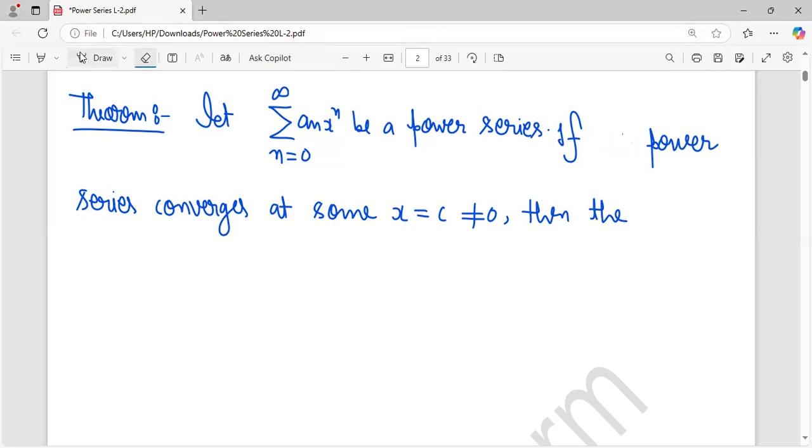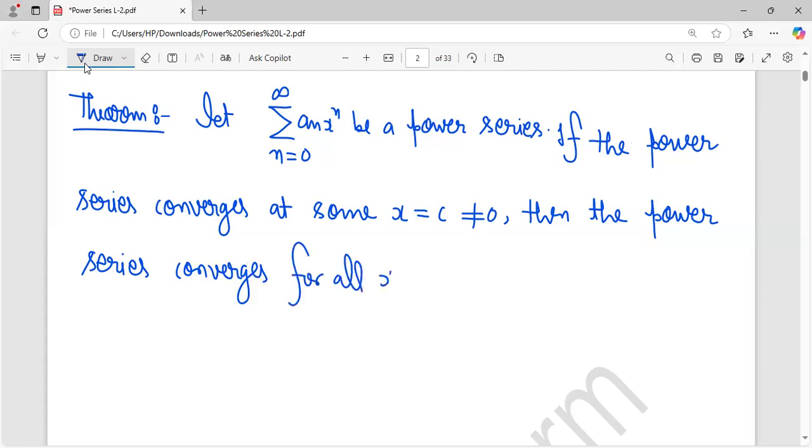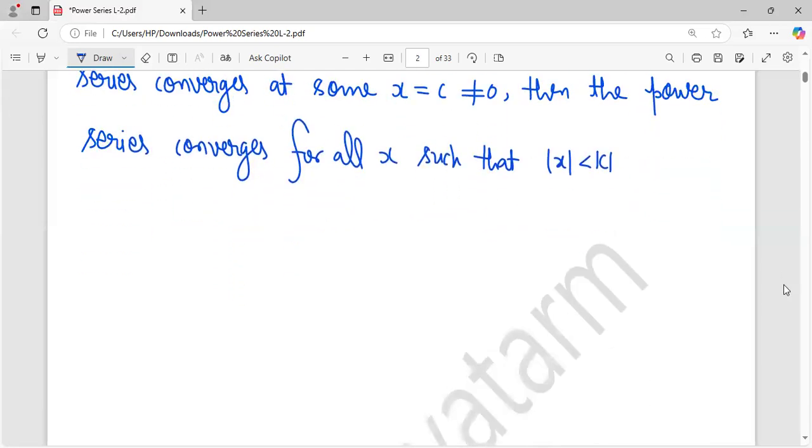If the power series converges at x equal to c, where c is non-zero, then the power series converges for all x such that the absolute value of x is less than the absolute value of c.